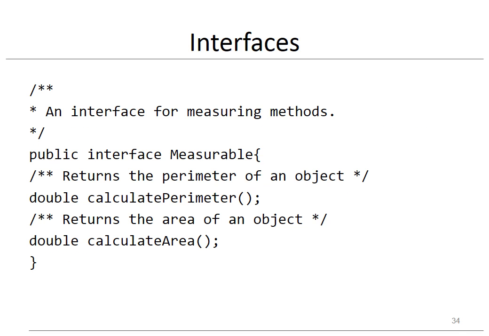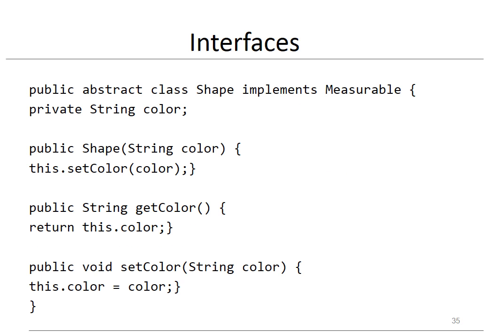Here you can see an interface measurable. It is an interface for measuring methods. It has two public abstract methods to calculate the perimeter and area of an object. We now define a class shape, which implements our measurable interface. As previously, the shape class is defined as abstract, with one private string variable, color.